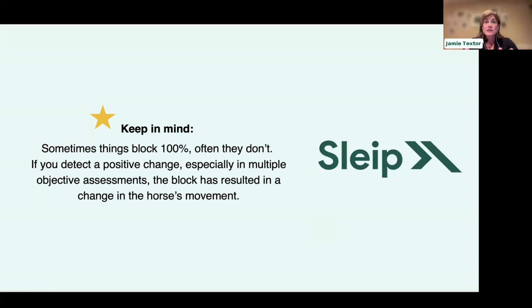If you detect a positive change, and especially if it's a positive change that is consistent in a few different areas, perhaps not just on the one circle, but on multiple different conditions, straight line and the opposite circle, for example, or if you notice there's a difference in the distribution of those vectors, well, then the horse has changed as a result of that block. And you should then interpret accordingly, depending on what your clinical findings are.